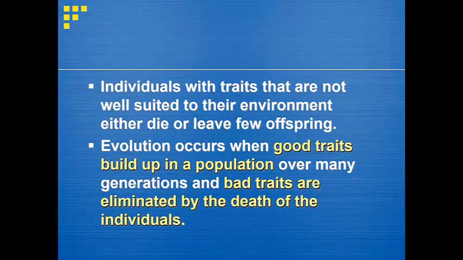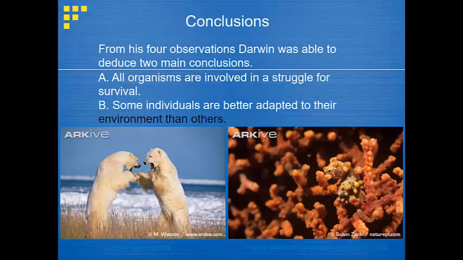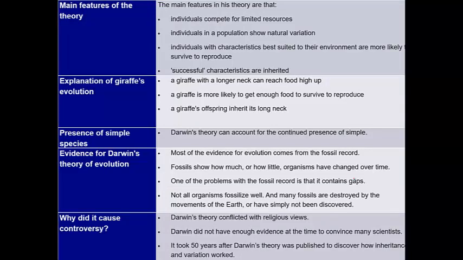Individuals with traits that are not well suited to the environment either die or leave fewer offspring. Evolution occurs when good traits build up in a population over many generations. Many generations means many offspring: grandfather and grandmother, parents, sons and daughters, and so on. The conclusion made by Darwin is that all organisms are involved in a struggle for survival. Some individuals are better adapted to their environments than others, so they are the ones that can survive. This is the major idea of Darwin.